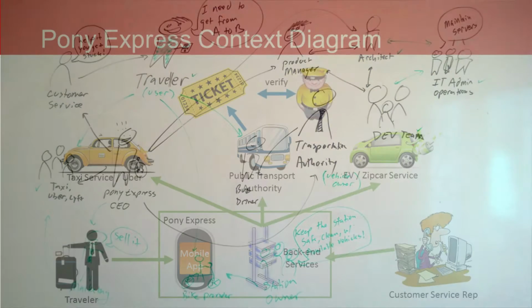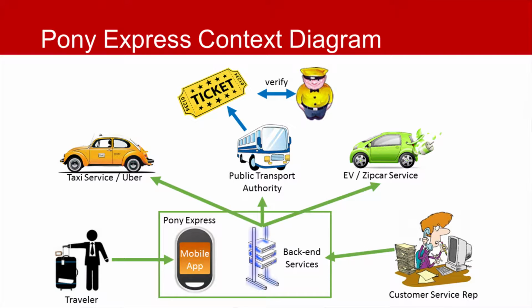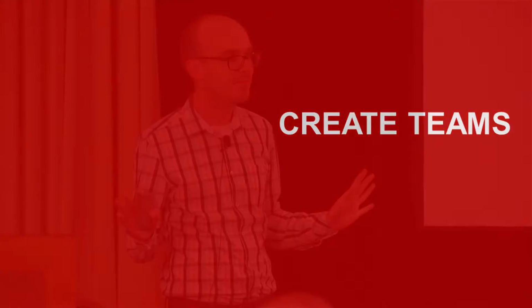So if we try to draw a simple, quick context diagram of this, we have a traveler that interacts with some mobile application, the mobile application probably talks to some complex backend, and that backend has to integrate with all the different transport providers, as well as our own backend services, such as customer representation or customer services. Because when you get stuck, you want to be able to call somebody and say, get me the hell out of here. So that is Project Pony Express. Does it sound awesome? Yeah.